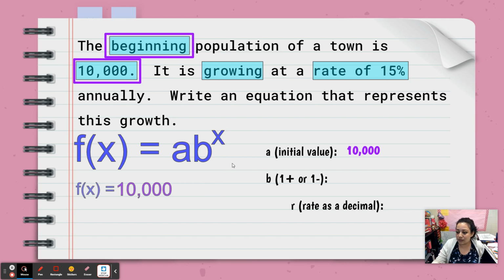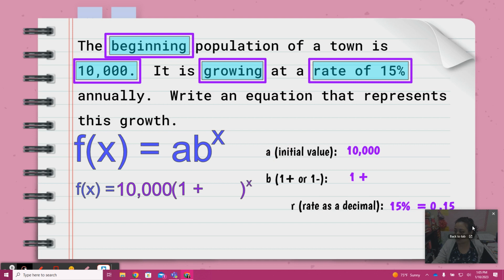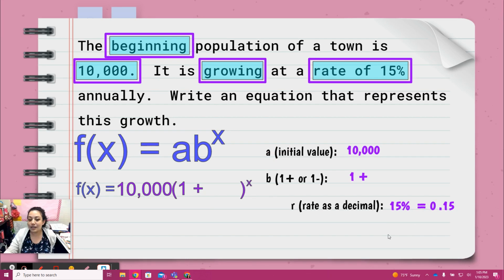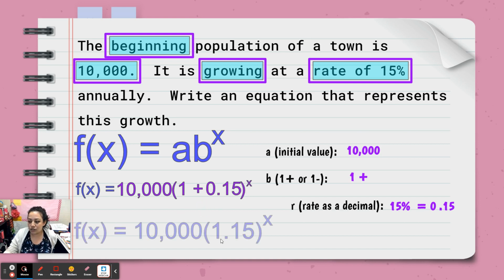Because I am growing, I am going to be adding the rate to 1. And then to change that rate to a decimal, 15% converted to a decimal is 0.15. Remember, as a decimal, all you do is take the decimal wherever it is in your percent, in this case in the back, and move it left 2 places. So in this case, it would be 0.15. So we're adding 0.15 to 1. So my equation is now 10,000 times 1.15 to the power of x.